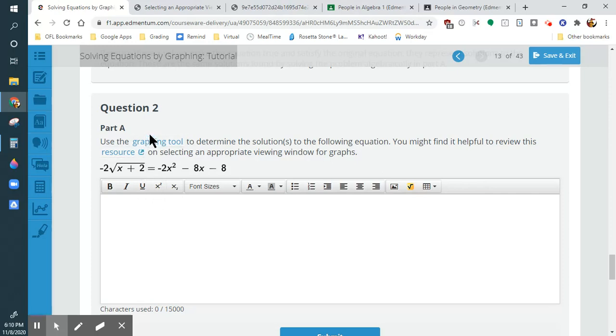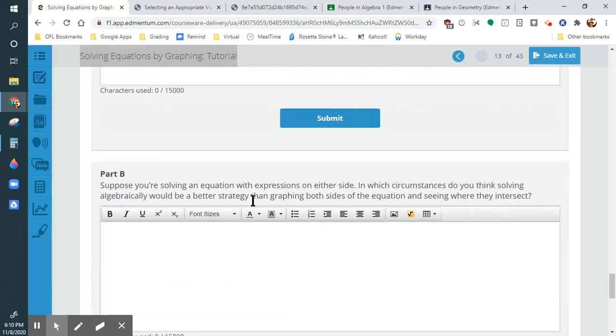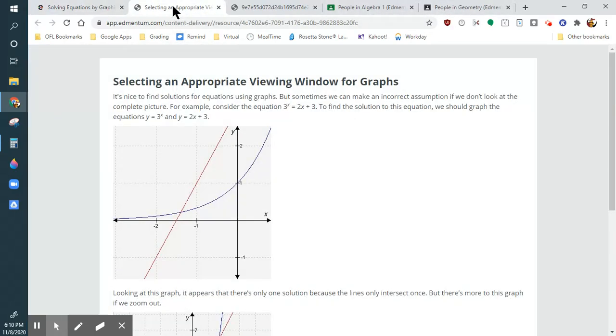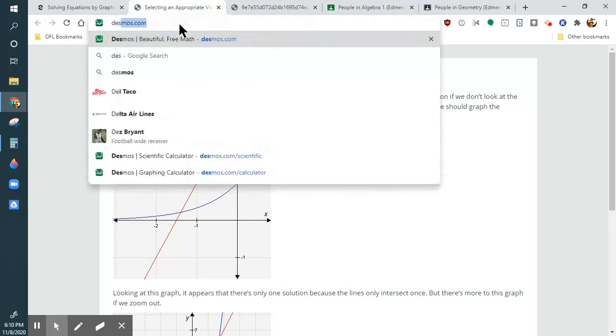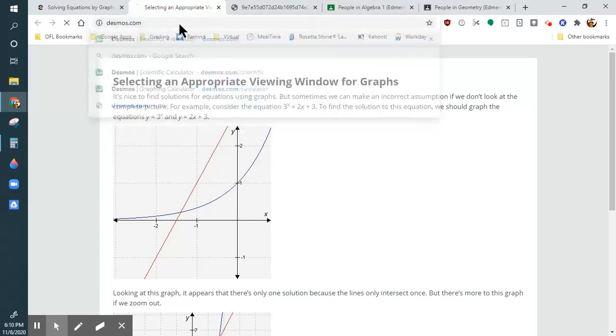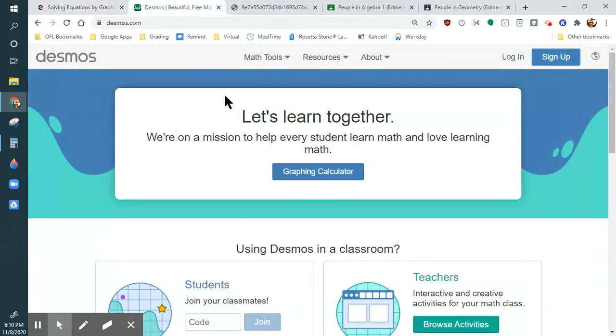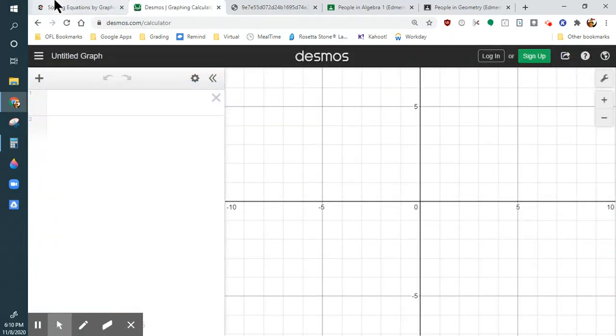So now they want us to use the graphing tool. I'm going to choose to use Desmos. I know they want us to use theirs, but I like Desmos. I just feel it's a better program. I feel Desmos also makes it easier to adjust the window as well. So that's why I choose using Desmos instead of their calculator.